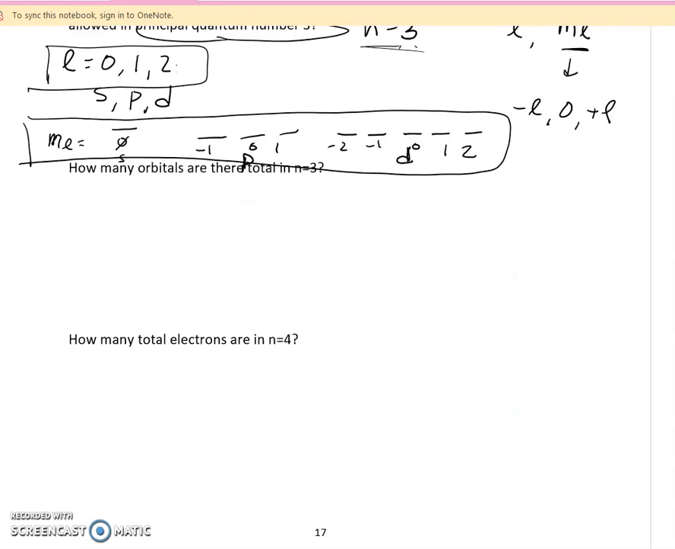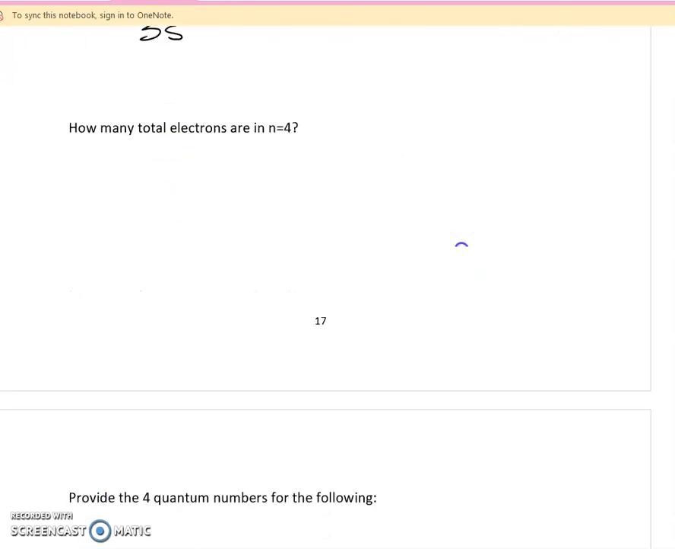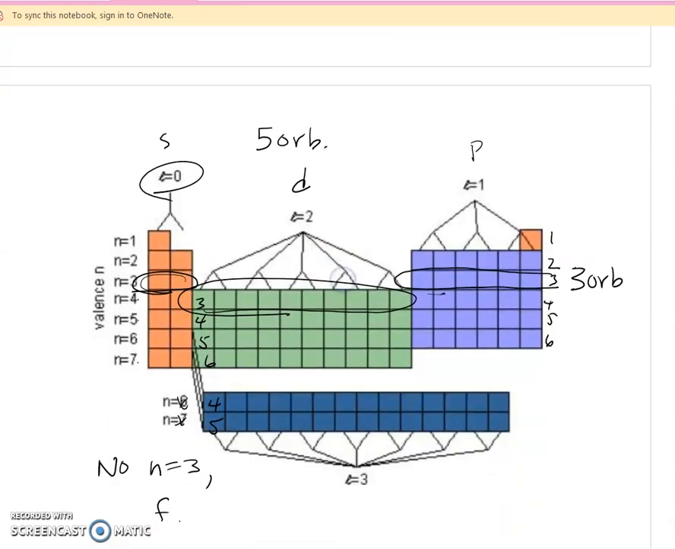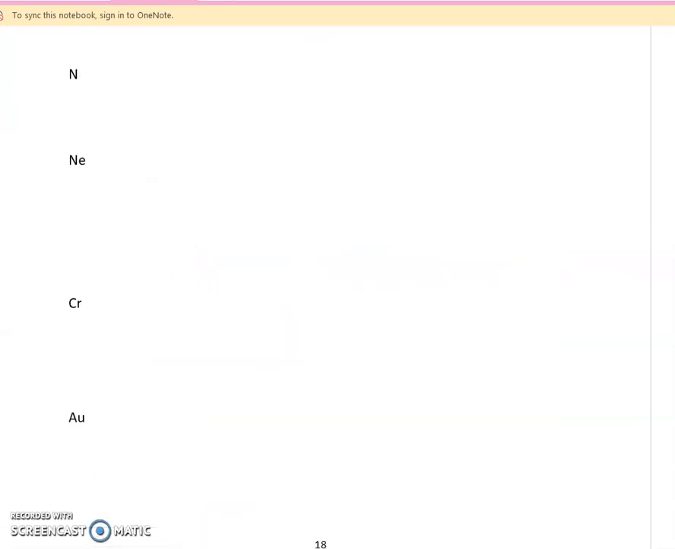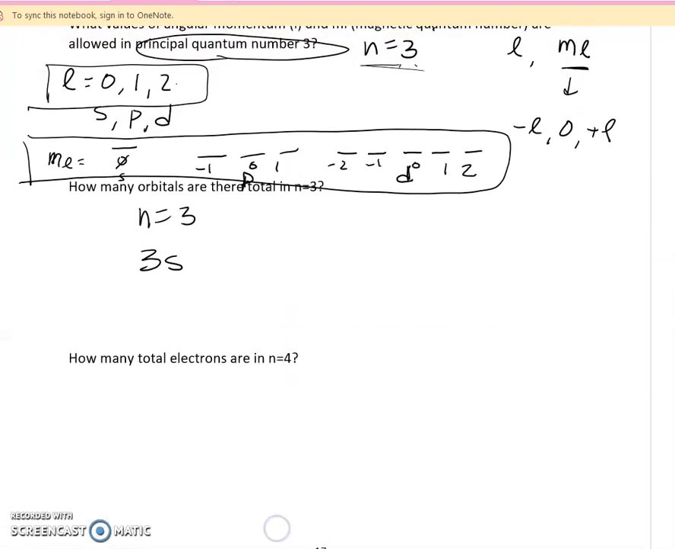How many orbitals are there total in n equals 3? Well, n equals 3 again. We know we've got a 3s. So if we go back here using our periodic table, we've got a 3s, we've got a 3p, and a 3d. So this whole thing is a 3d. Now there's no 3f. So let's go back here. There's a 3s, 3p, 3d.